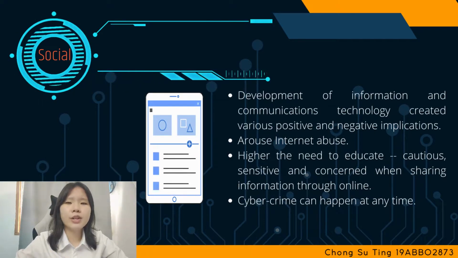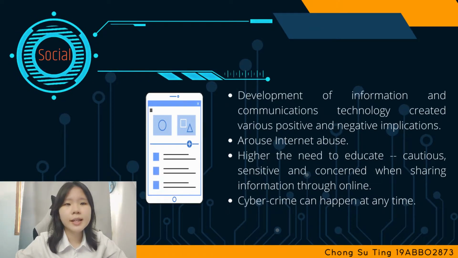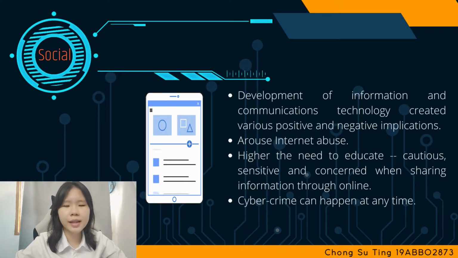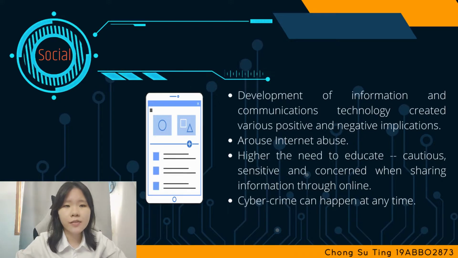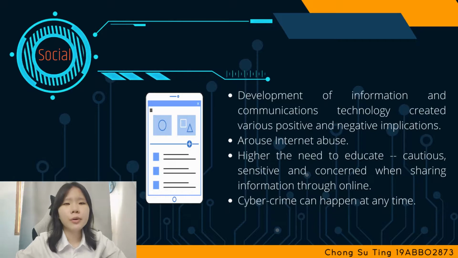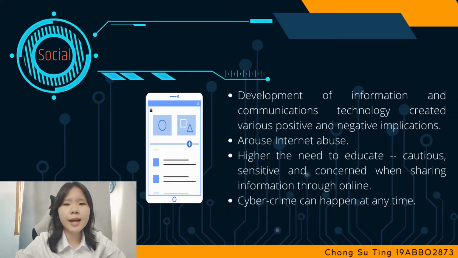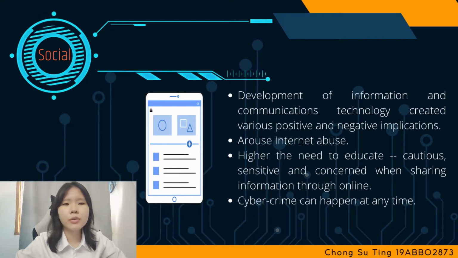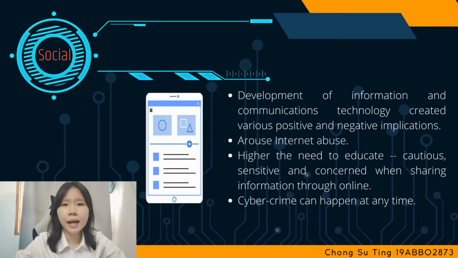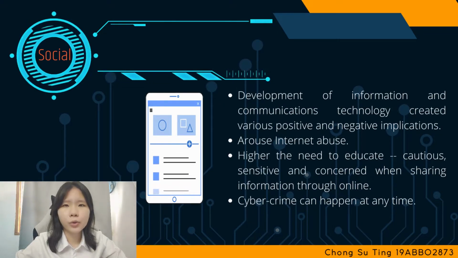Since more and more Malaysians become netizens, particularly children and teenagers, there is a higher need to educate them to be cautious, sensitive, and concerned when sharing information online. Children and teenagers are the two groups most vulnerable to the threats and risks associated with the internet, such as cybercrimes, which can happen at any time, regardless of where they are, including at their own house.